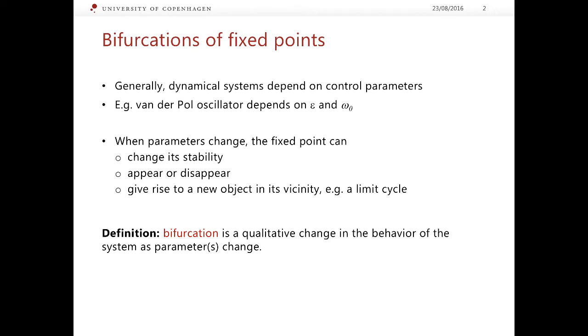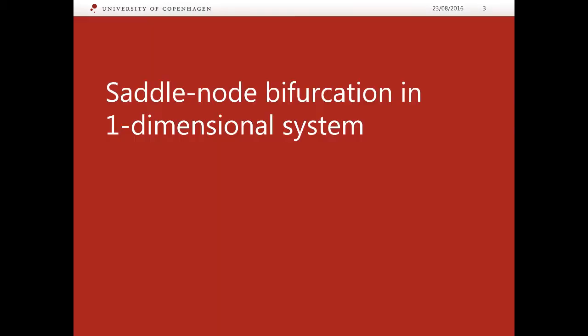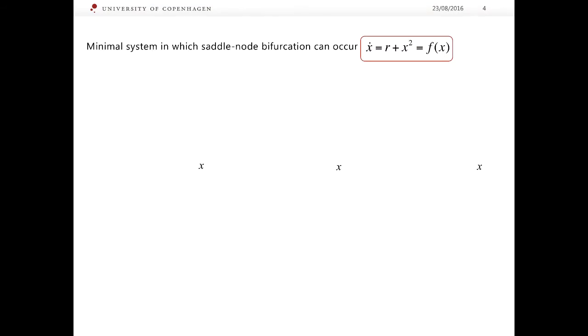the parameters change. For the fixed points, there can be several bifurcations, some of which will be considered in this lecture. We will start by considering a saddle node bifurcation, and we will consider the saddle node bifurcation in the one-dimensional system for the start. Consider the simplest, the minimal model in which saddle node bifurcation can occur.